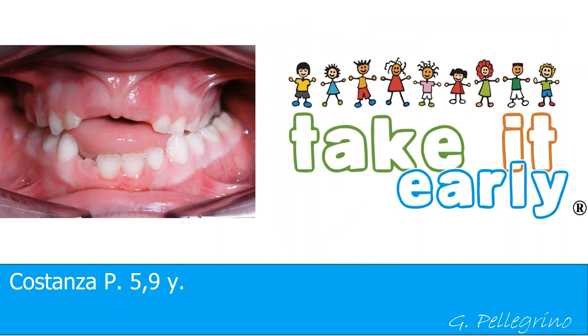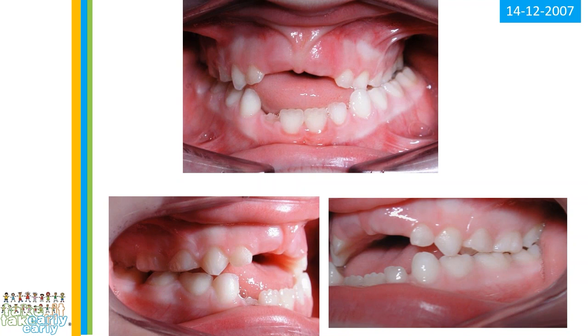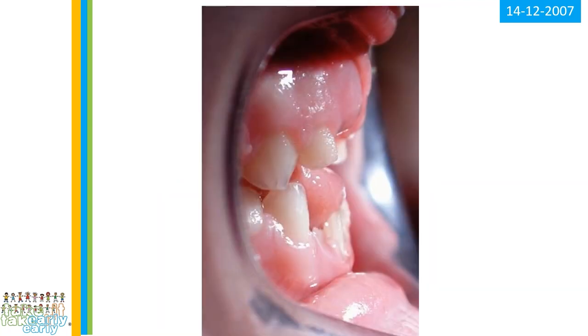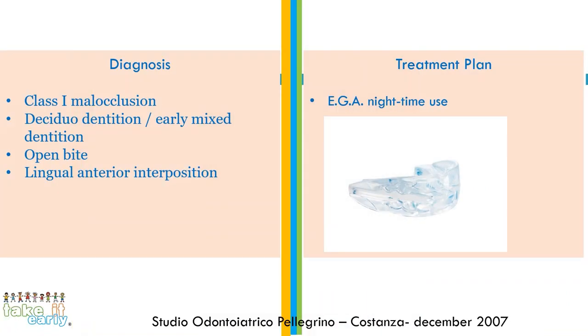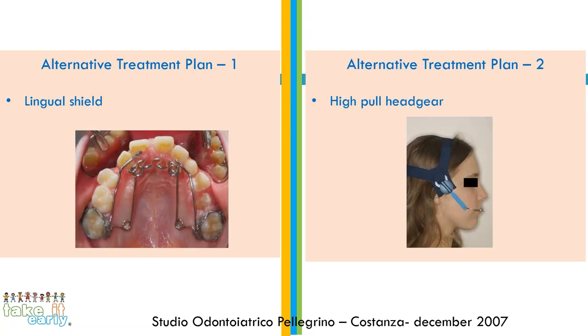And I just want to come back to another clinical case. Costanza is about 6 years of age. We have an open bite in the anterior part of the arch. I can approach with the LM activator, or I can approach using elastics to expand the upper arch, or an extraoral gear, a high pull, to check the vertical development of the upper maxilla.